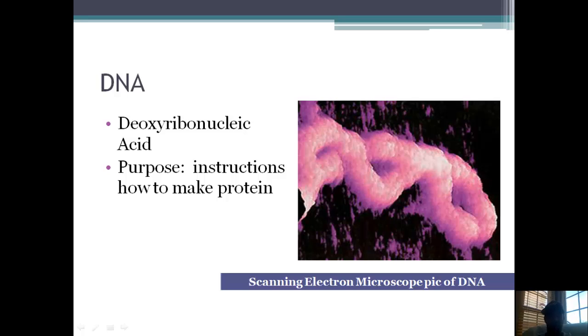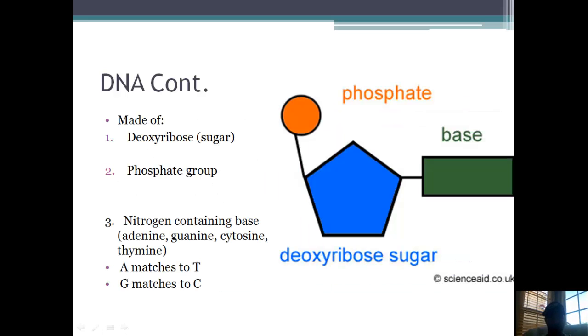So DNA, the full name for it is deoxyribonucleic acid. And the whole purpose, the point of DNA is to have this message for making proteins. So your whole body is made up of proteins, and DNA is the thing that is the instructions on how to make those proteins. So what does it look like?